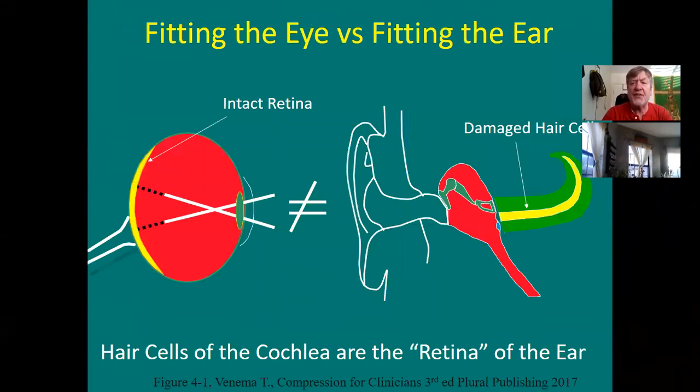But this slide should highlight for you why we have fitting methods plural, why there's an S after the word method. We don't have the fitting method. We have fitting methods, plural. And you know why it's a plurality of methods? Because the ear is different from the eye.